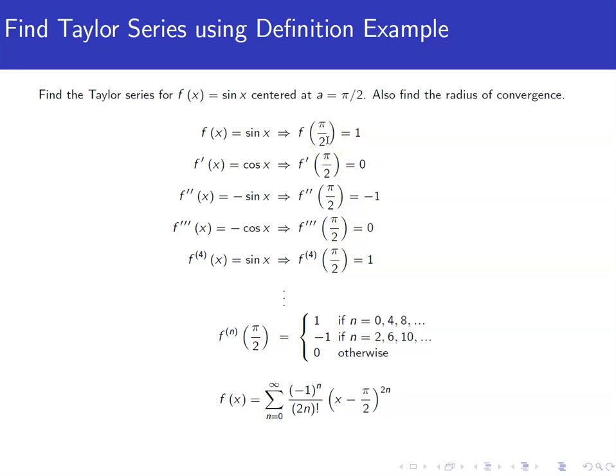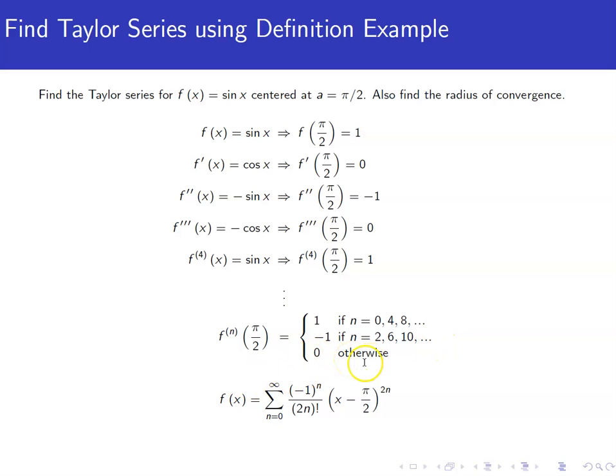So plugging in pi over 2 into the original function, we get 1. First derivative, we get 0. Second derivative, we get negative 1. Third derivative, we get 0. Fourth derivative, we get 1. And so it'll continue in this pattern. The signs will alternate on the even derivatives, second, fourth, sixth, and so on, and it will alternate between 1 and negative 1. So it's equal to 1 at the multiples of 4. It's equal to negative 1 at 2 more than the multiples of 4, and it's 0 otherwise.